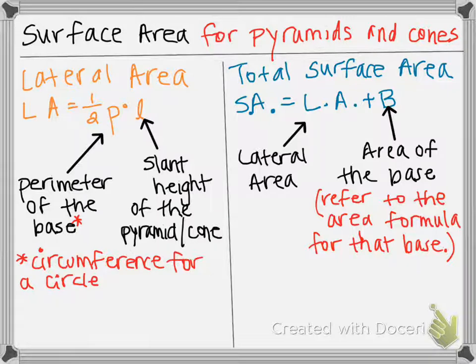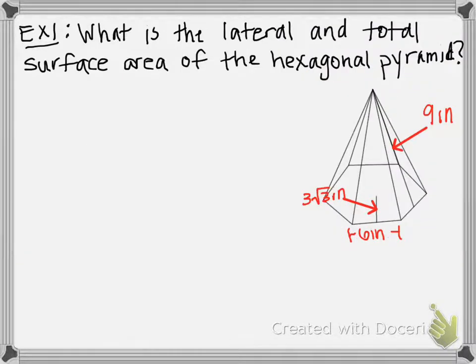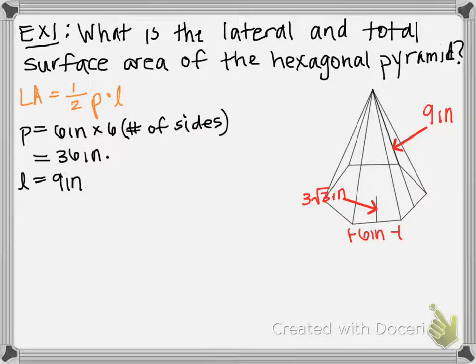That's because pyramids and cones only have one base, while prisms and cylinders have two bases. So here's our first example problem. What's the lateral and total surface area of the hexagonal pyramid? And it shows us the values as seen. So we'll need our formula, LA equals 1/2 P times L.